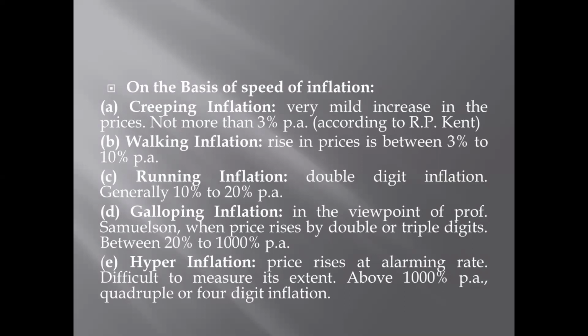Hyperinflation, when prices have increased at an alarming rate, now the government will have to do something, otherwise it will become very difficult to control. The population at large will be highly affected by it. So when it is difficult to measure the extent of inflation, it has gone above 1000%, right? Four-digit inflation is there, it is called hyperinflation.